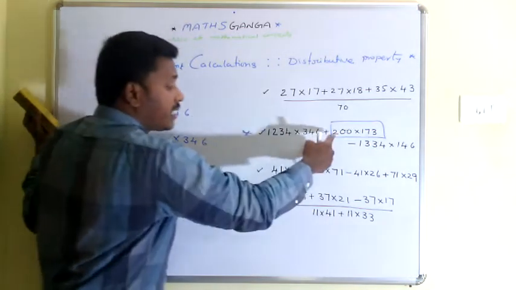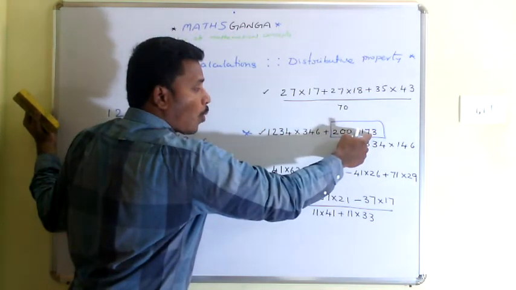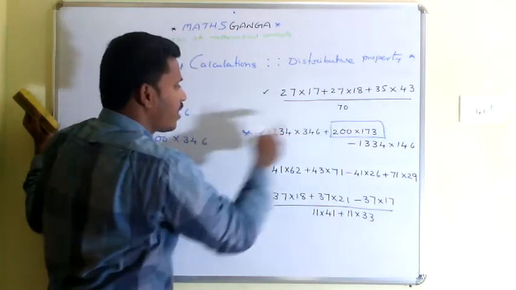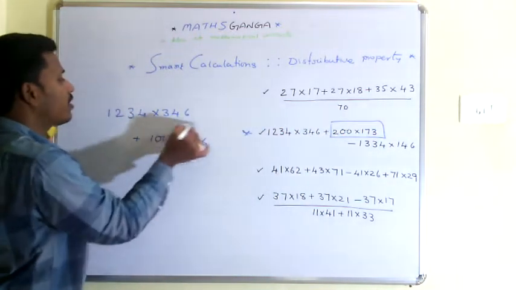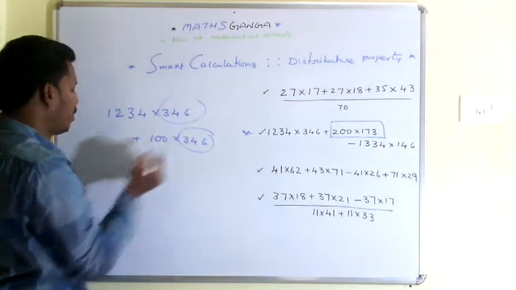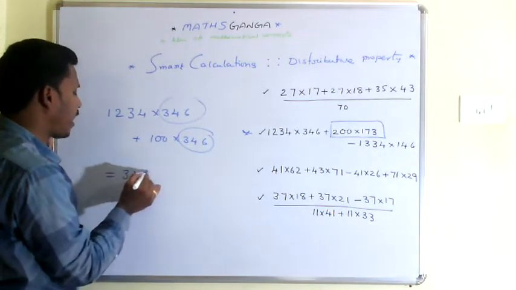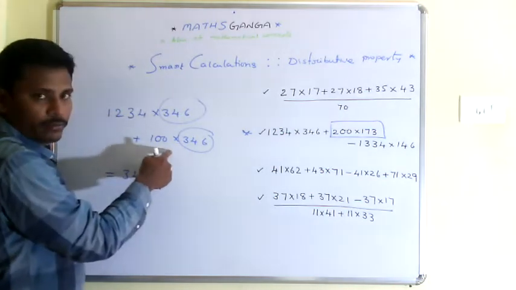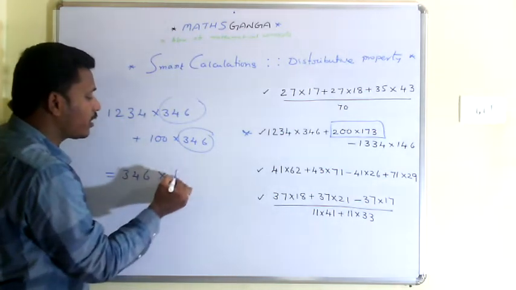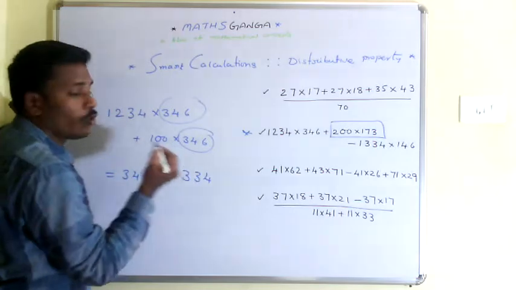Since I sent 1 two to 173, 173 twos are 346. Again I am left with 100. These both are the same. Now, since 346 is common, you just collect 346 back. So 346 into 1234 plus 100. 1234 plus 100 is nothing but 1334.